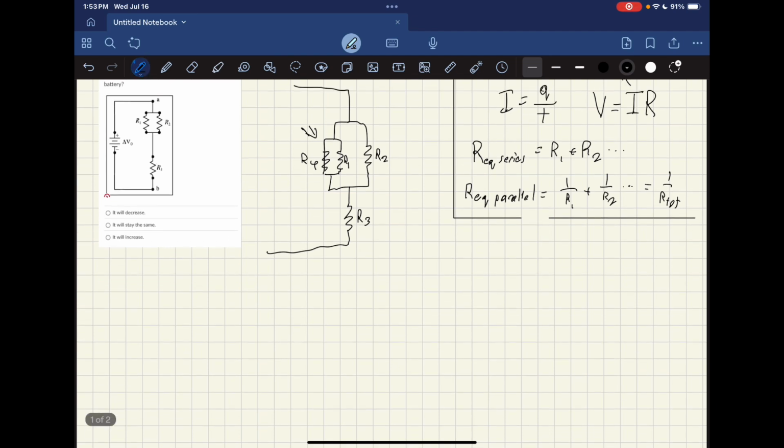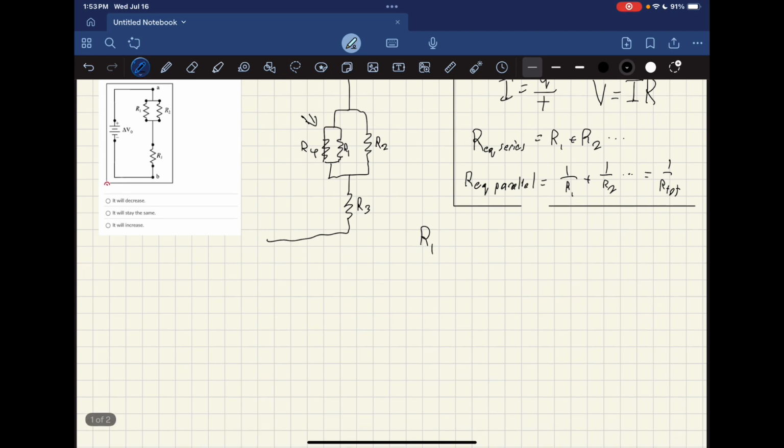Initially, our resistance was just R1. But now, our total resistance for this section here is going to be 1 over R4 plus 1 over R1 equals 1 over R total. For simplicity's sake, I'd like to show you the math behind this. Let's say that R1 is equal to 2 ohms, which equals R4. We'll say that they're equal.